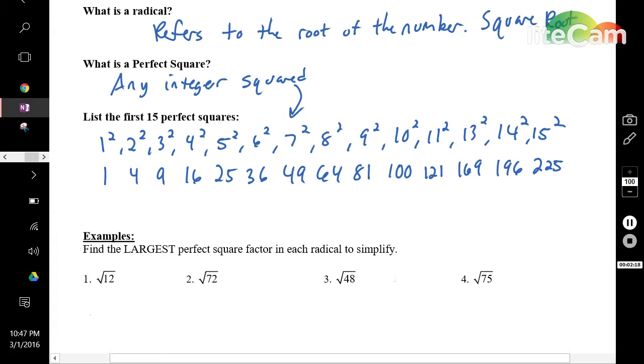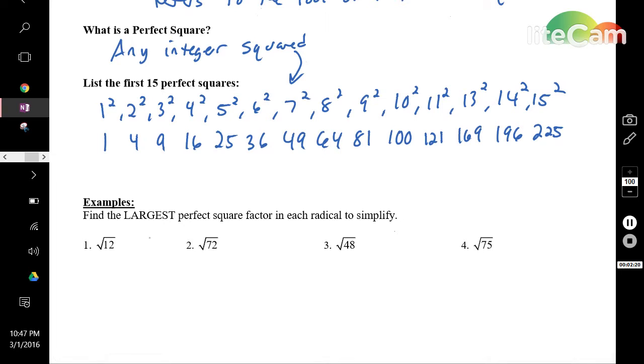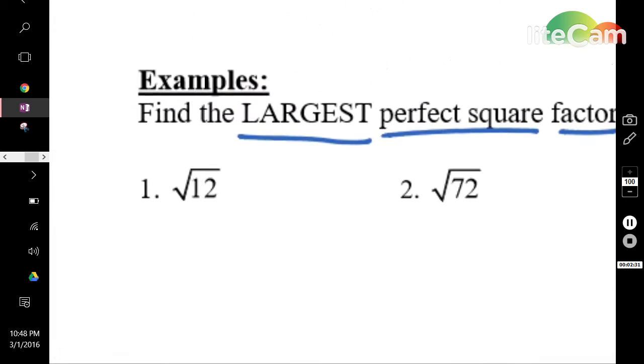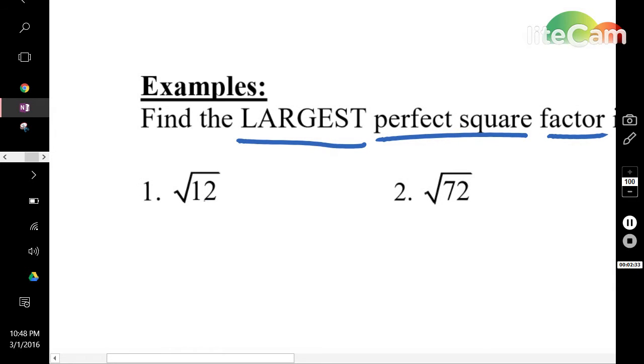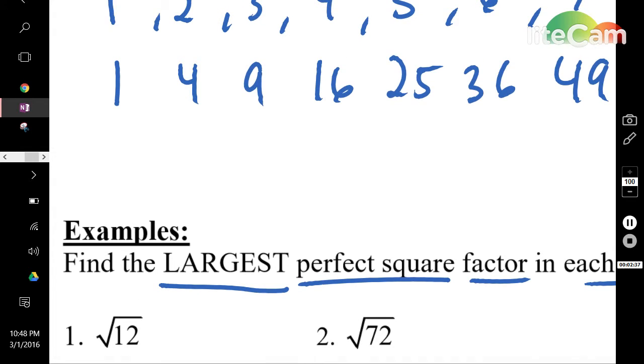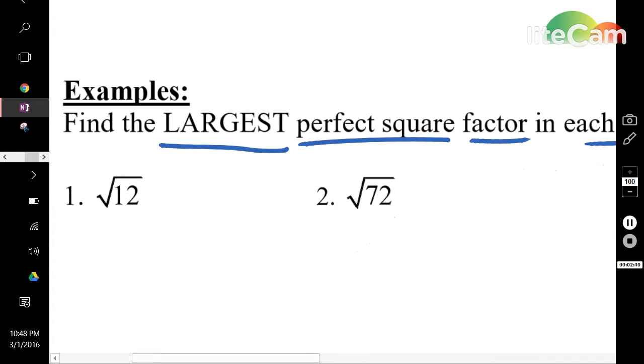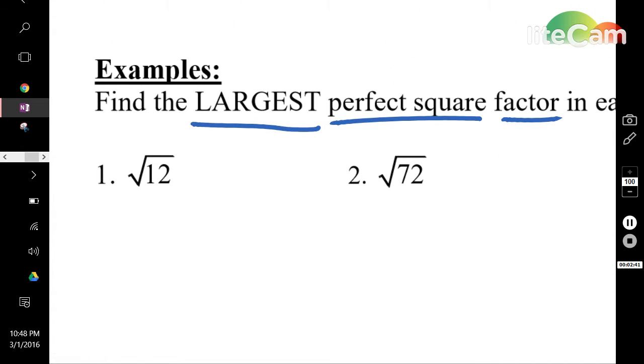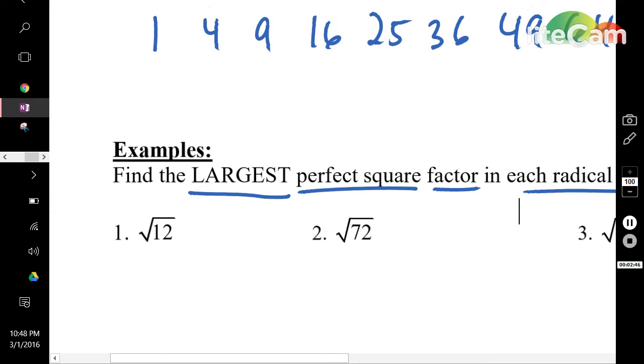So what you are going to do is find the largest perfect square for each number underneath the radical. So find the largest perfect square factor in each radical to simplify. The square root of 12 is given for the first example. 12 is not on this list. It goes 1, 4, 9, 16. Not a perfect square. But is there a perfect square that goes into 12? Look at your list. The biggest one would be 4.